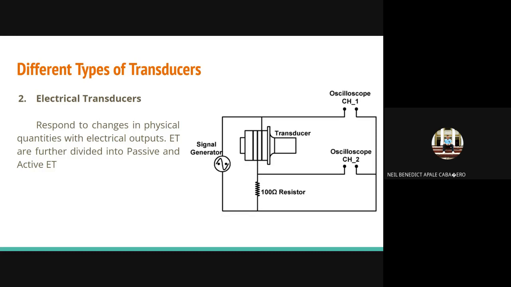So moving on, the other type of transducer is the electrical transducer. It is a transducer which responds to changes in physical quantities with electrical outputs. So it gives electrical energy as an output, as stated there. These transducers convert one form of energy into an electrical signal. Here, one form of energy may be heat, light, or sound, and the electrical signal can be frequency, current, or voltage. So next slide, please.